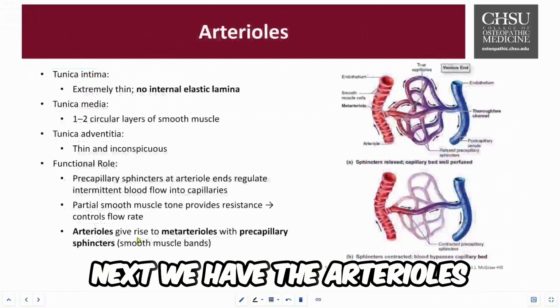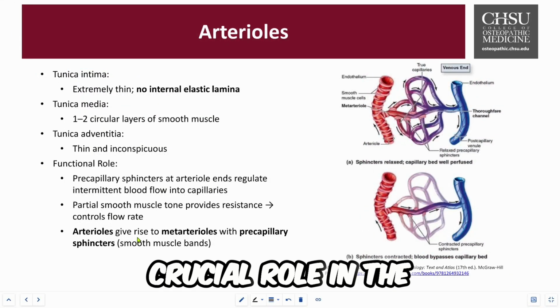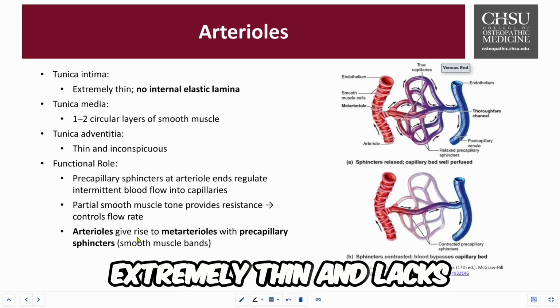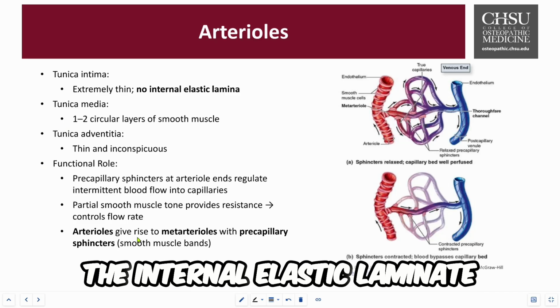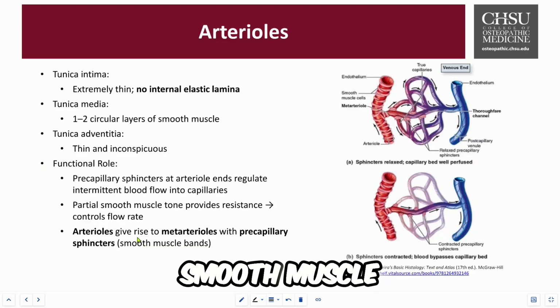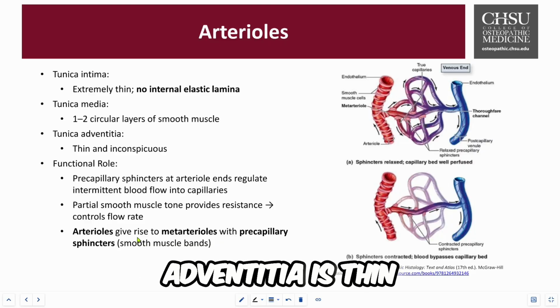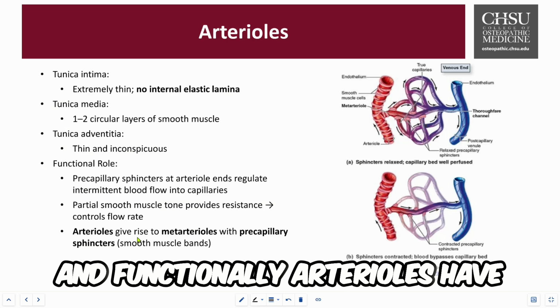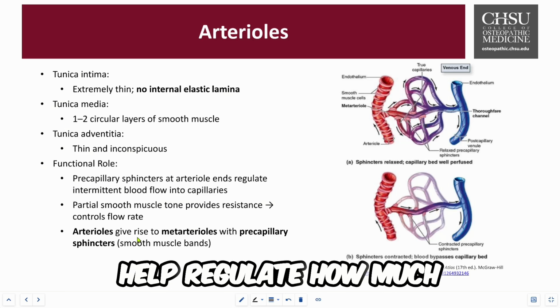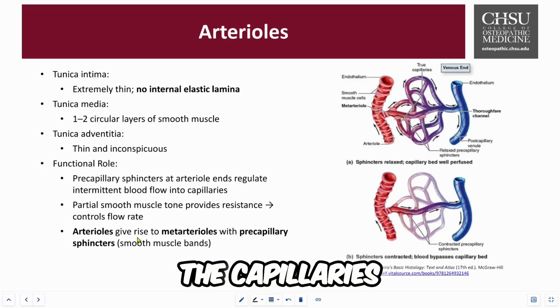Next, we have the arterioles. Arterioles are the smallest arteries and play a crucial role in blood flow regulation. The tunica intima is extremely thin and lacks the internal elastic lamina. The tunica media consists of only one or two circular layers of smooth muscle. And then the tunica adventitia is thin and inconspicuous. Functionally, arterioles have small precapillary sphincters at the end to help regulate how much blood goes into the capillaries.